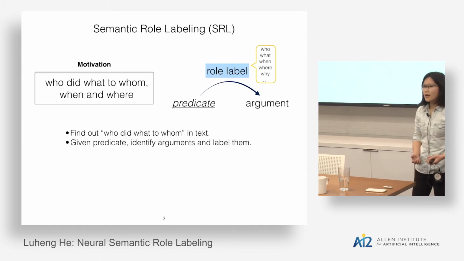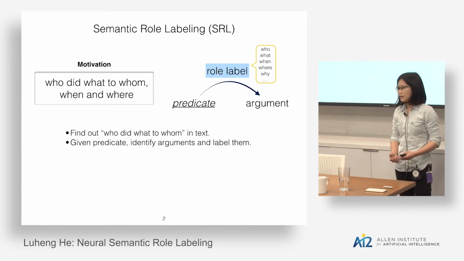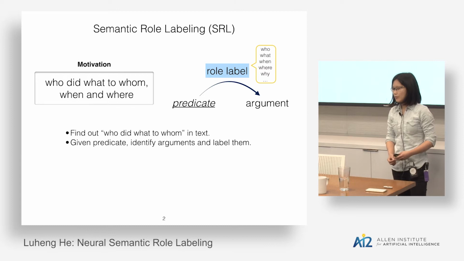I will start with a brief overview of the semantic role labeling task. What are the interesting and challenging aspects of it? The motivation for doing SRL is that we want to find information such as who did what to whom, when, and where from the text. If we view it as a structure prediction problem, the goal is that given the predicate, we want to identify all the arguments in the sentence and assign semantic role labels to each of the arguments based on their relations.